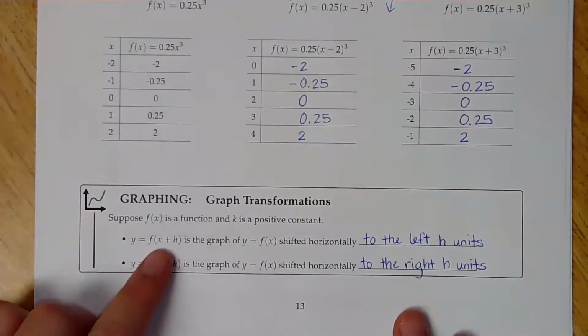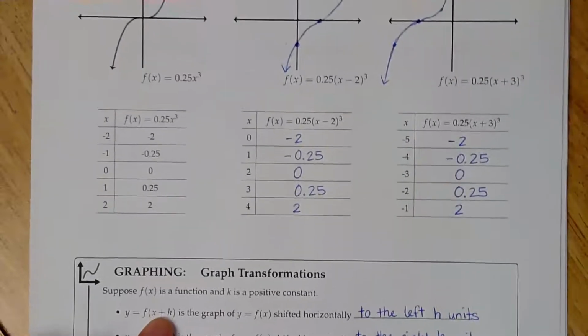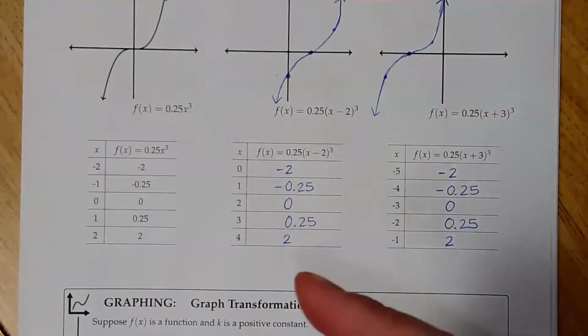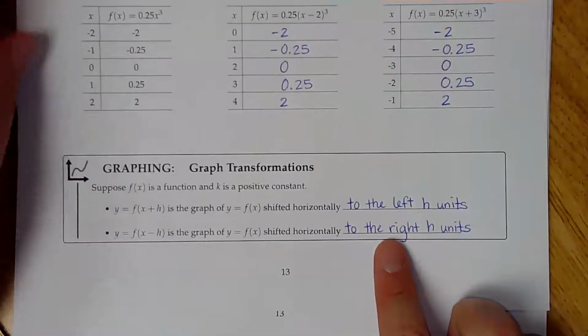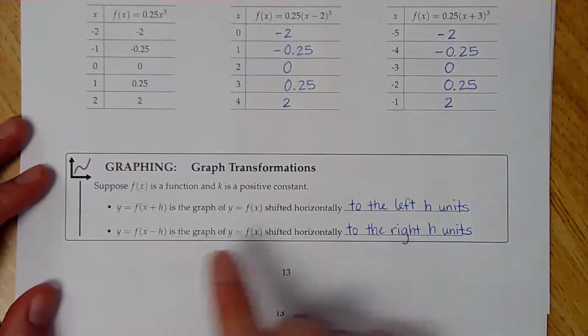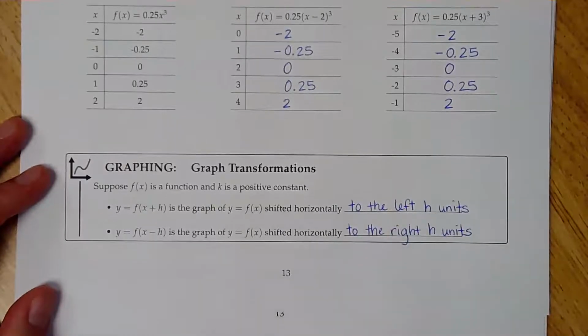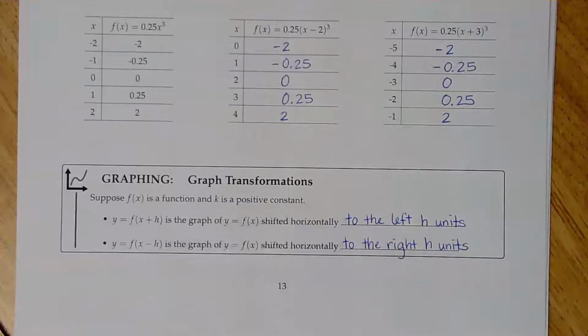So if that inside part with the x is a plus, like this graph over here, we're going to move to the left h units, and so whatever number that is. And then if it's f of x minus h, then we're going to move to the right h units. All right, so let's see if we can use that to figure out an equation for this graph that we worked on at the top with the temperature.